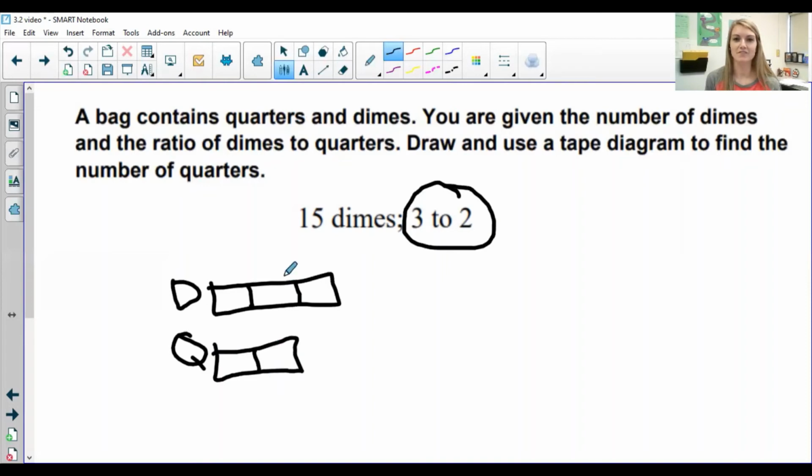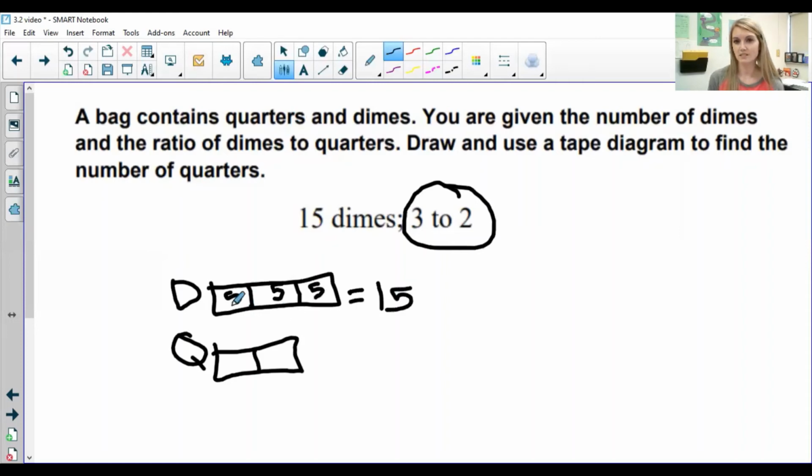Now, the problem tells us that we have 15 dimes. Okay, these are dimes, these are quarters, so 15 dimes. So altogether, my dimes are going to equal 15. There's 3 boxes. How much is each box worth if it equals 15? 15 divided by 3 is 5. So how much is in each of these boxes? 5. Let me write another one in here. That's how many dimes there are, 15.